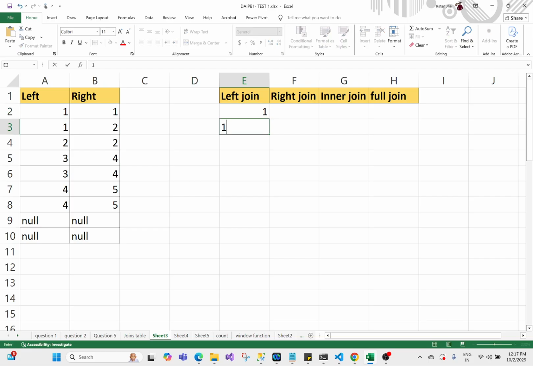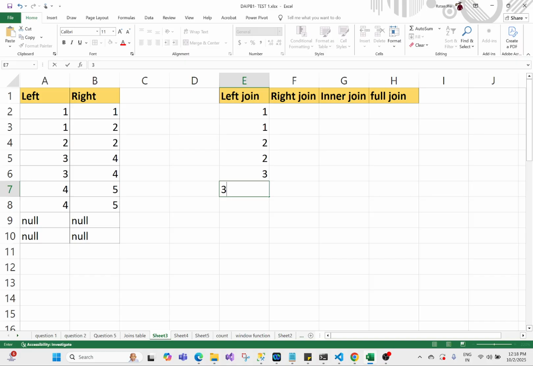1 and 1. For 2, there is a single 2 in the left table, but 2 comes twice in the right table. So these are common records, and we write 2 and 2. What about 3? 3 is present in the left table but not in the right table. But what's the definition of left join? Common records of both the tables and all the records of the left table.